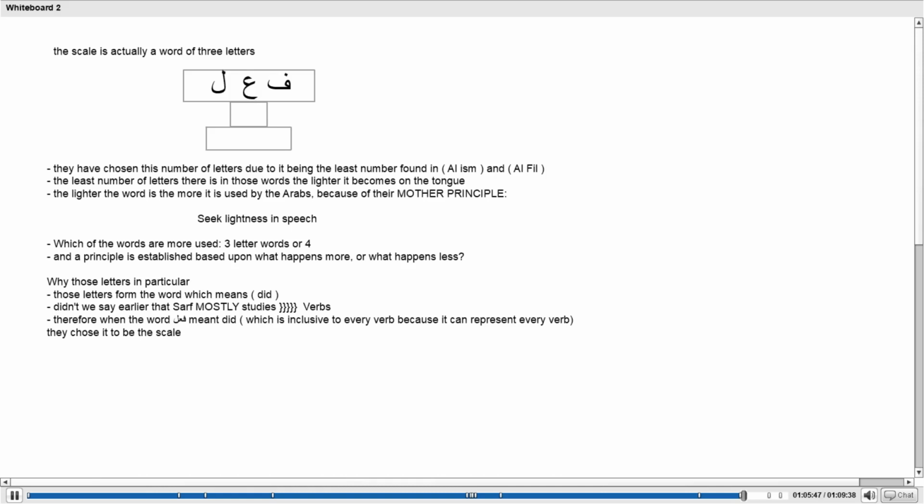Question 4. How to say in Arabic, seek likeness in speech. Iltimasul khiffah. Iltimasul khiffah.